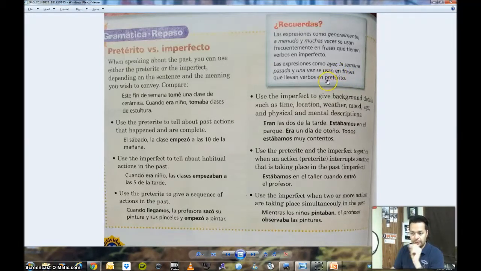All right, so if you're able to keep those in mind, then I think you can decipher, you can find out when exactly to use one or the other. So let's just read it from the top and just work our way down. Here we go. When speaking about the past, you can use either the preterite or the imperfect tense, depending on the sentence and the meaning you want to convey. Take a look at this example.